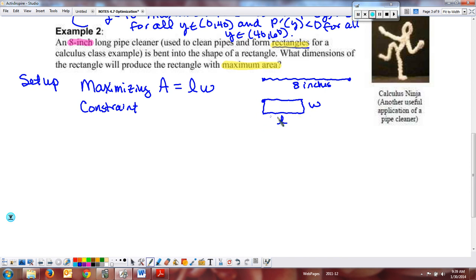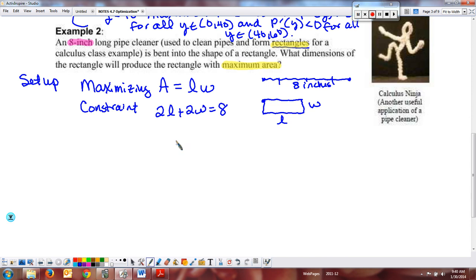And the outside length around is the perimeter. What do we know? If I were to unbend this and put it back up here, how many of these sides are there going to be? There are going to be 4. You're going to have 2 of the widths and 2 of the lengths when you bend it around and make your sides. So we know that 2L plus 2W has to equal the 8 total inches that we're looking at.